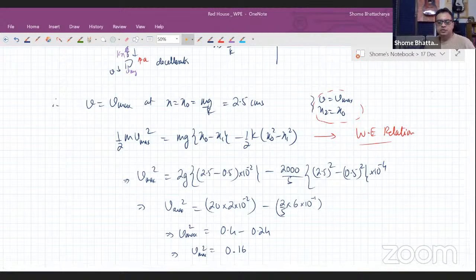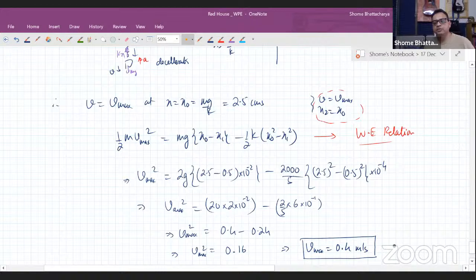Okay, so we are getting v max is equal to 0.4 meters per second. So it's reaching a maximum speed of 0.4 meters per second, but it reaches that at x equal to 2.5 centimeters, or the equilibrium position. Now symmetry should tell you that it will go further down by the same distance as it had come down from the starting point to equilibrium.